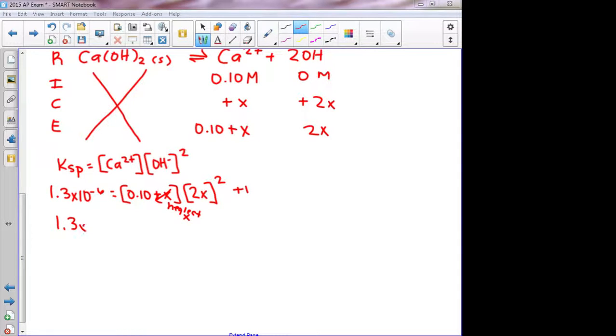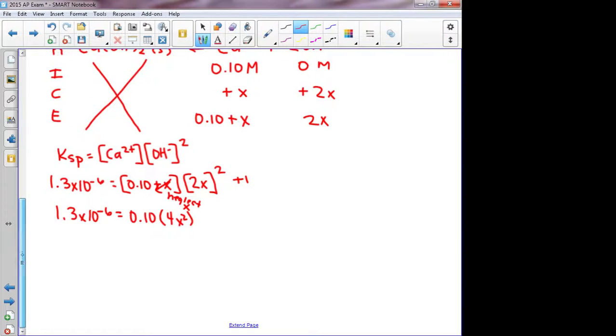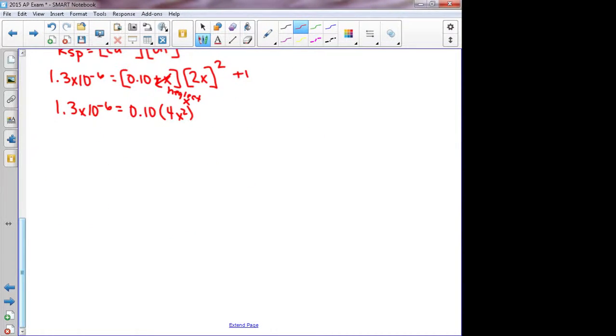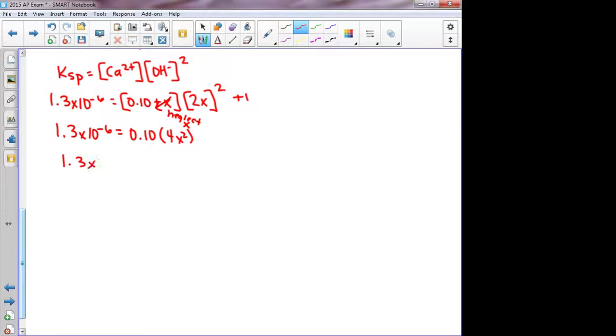So now I've got 1.3 times 10 to the negative 6 is equal to 0.10 times, what's 2 squared? 4. What's x squared? x squared. So now can I solve for this? Yes. You sure can. 1.3 times 10 to the negative 6 is equal to 0.4 x squared. So then I'm going to divide by 0.4. And then I'm going to do what? Take the square root.